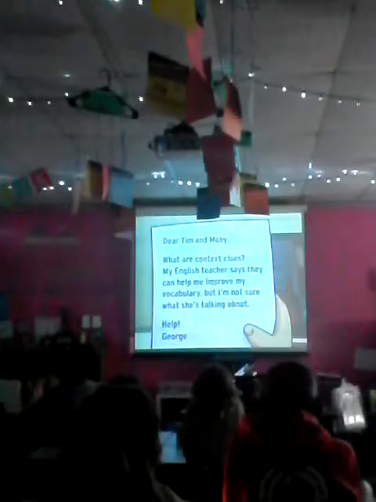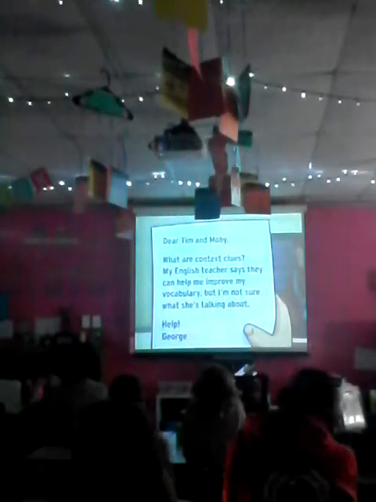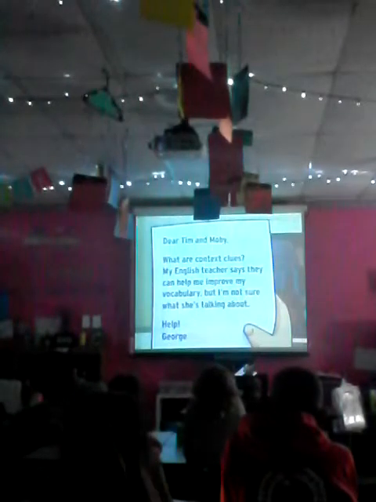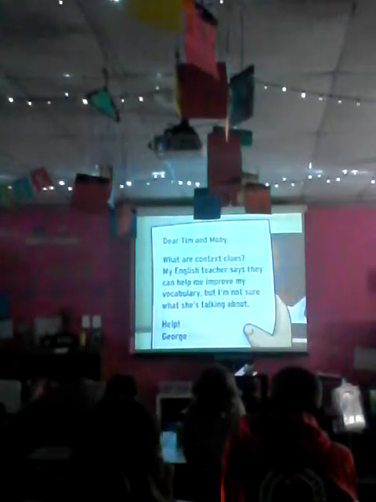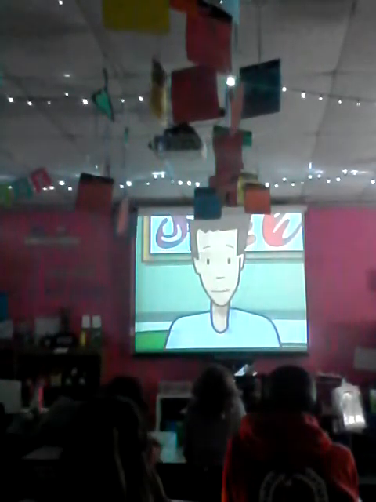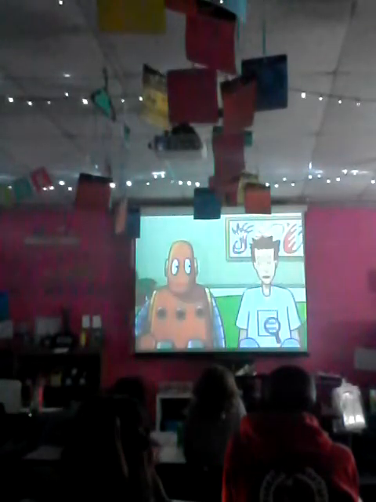Dear Tim and Moby, what are context clues? My English teacher says they can help me improve my vocabulary, but I'm not sure what she's talking about. Help! From George. Well, George, when we talk about context, we're talking about something's surroundings. You know, like the setting or the backdrop. Take a look at this picture. Can you tell what's missing by looking at the context?